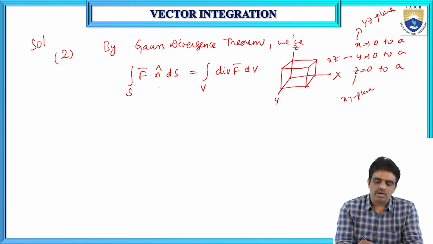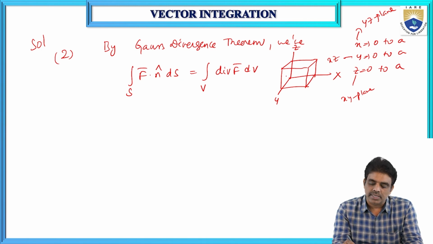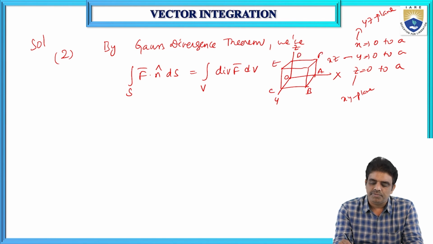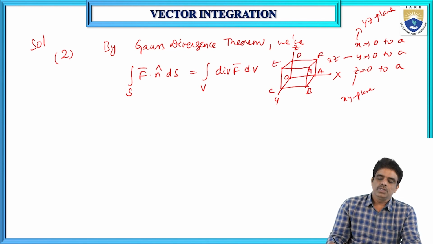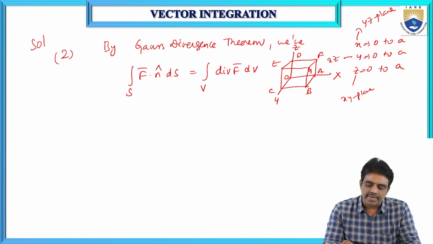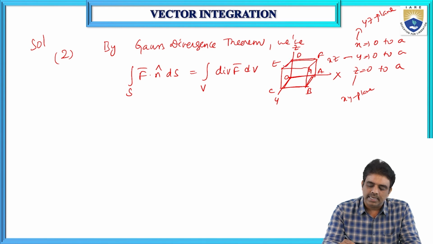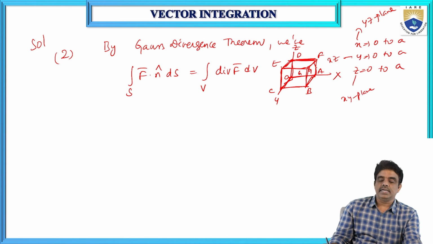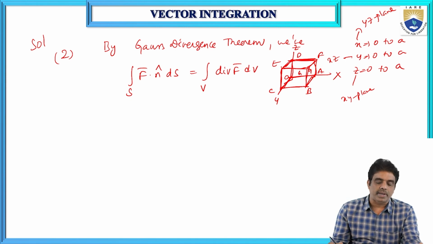So for the integral of f bar dot n cap ds, with the outward normal vector, here there are 6 faces. You have to evaluate the surface integral along OABC, along DEFG, similarly along the other faces like FGBA and OCED. Like that you have to evaluate the surface integral along all the 6 planes.